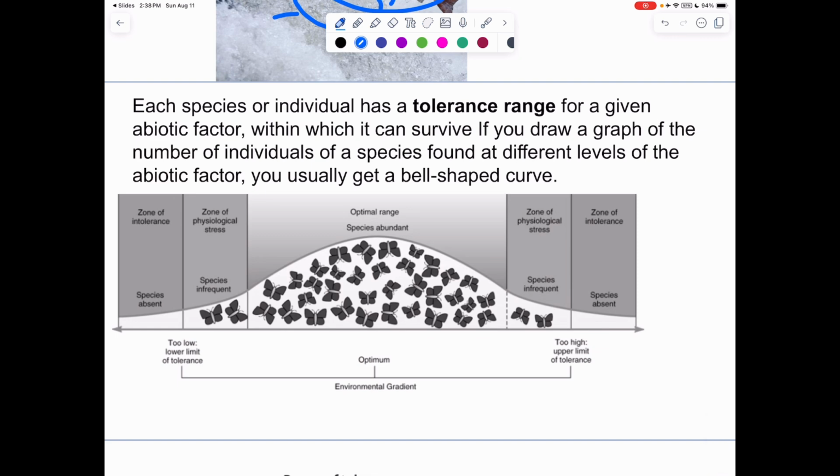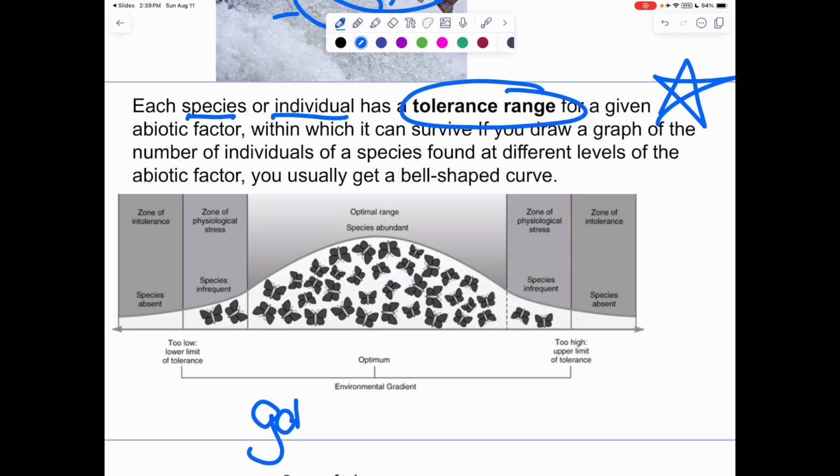All right, now each species or individual, remember it could be separated both in species or individual, has this thing called a tolerance range. This is a very important slide here. I like to call this the Goldilocks slide. Goldilocks is hunting for the perfect situation. That's what we're looking at here. We're looking for this optimal range. When we're in this optimal range, our species are going to be abundant.